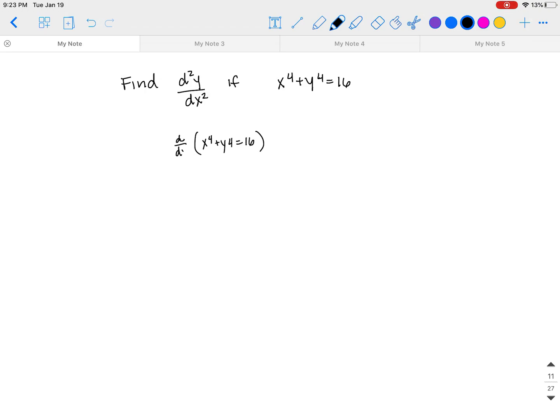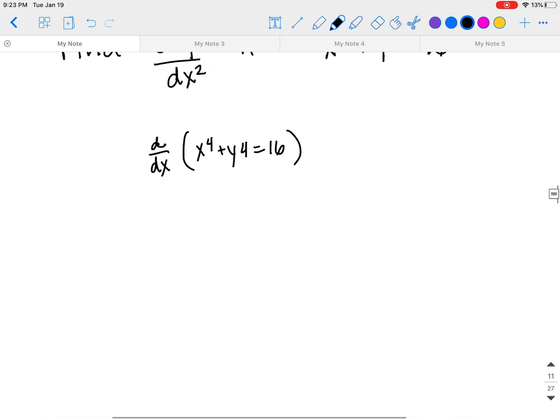So I'm going to take the derivative with respect to x. The derivative of x to the fourth with respect to x is going to be 4x cubed. The derivative of y to the fourth with respect to x is going to be 4y cubed. But again, because we're taking the derivative with respect to x, I add my dy dx. And the derivative of 16 is 0. So we are on the way to find the first derivative.